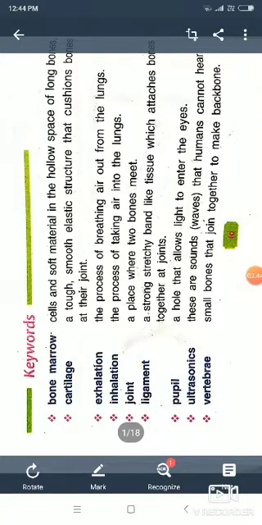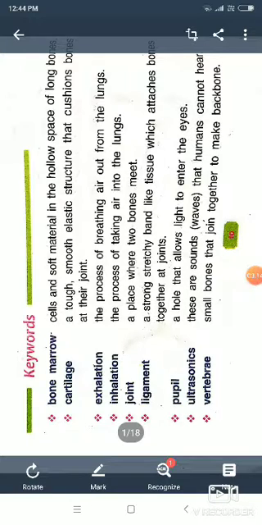Now come to the next word, that is inhalation. The spelling is I-N-H-A-L-A-T-I-O-N, inhalation. So you will write the definition of the inhalation like this: the process of taking air into the lungs is called inhalation.